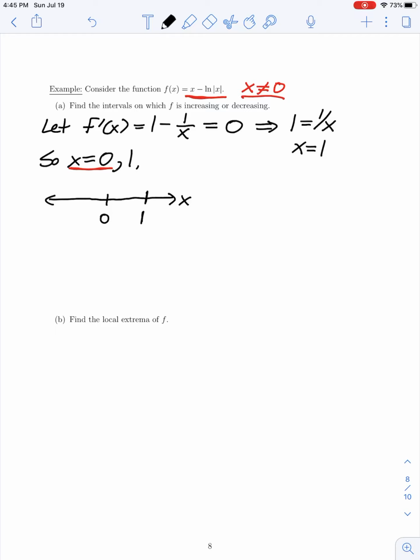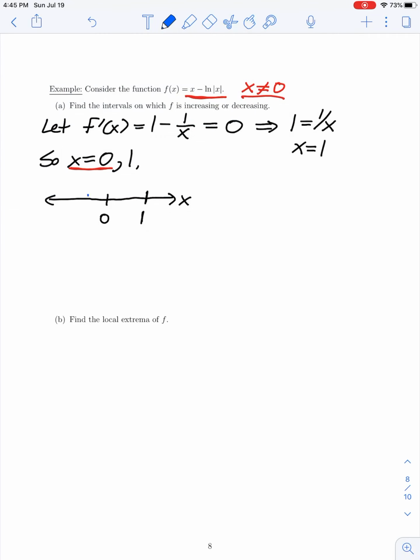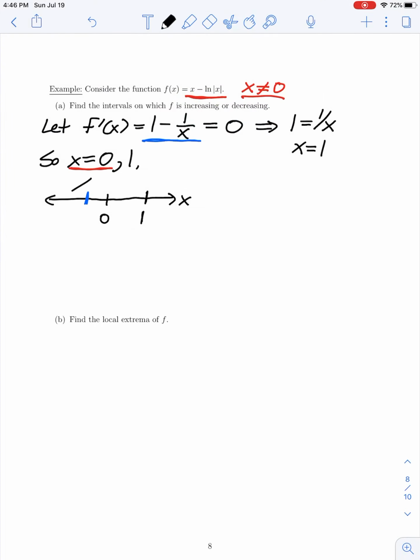So we have to determine whether our function is increasing or decreasing on each subinterval, so we need to choose test values. For a number to the left of 0, we could take -1, and substituting into our derivative, we would have 1 minus 1 over -1. So 1 minus a -1 would give us a positive 2.